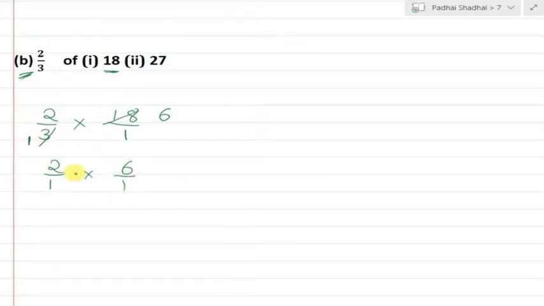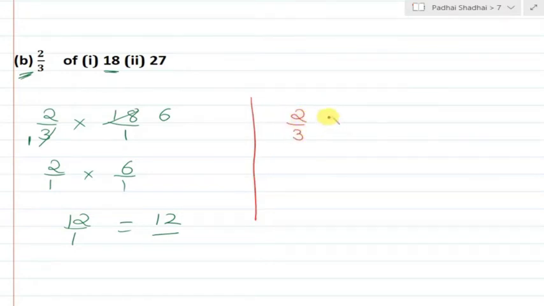Okay, so now we will multiply: 2 sixes are 12 and 1 one is 1. So the final answer will be 12. Let us check the second part of this question, that is 2 by 3 of 27. 2 by 3 into 27 by 1.